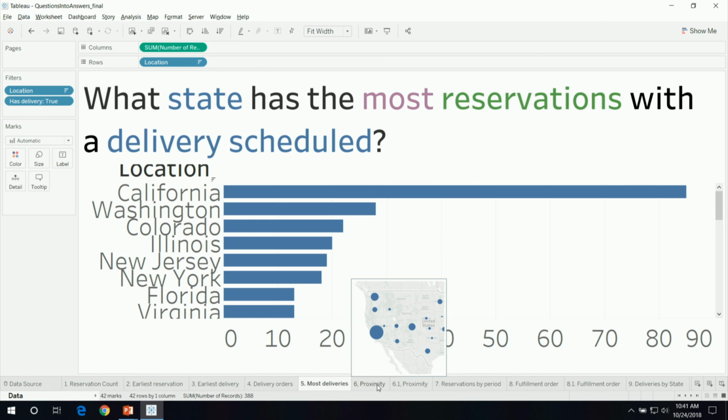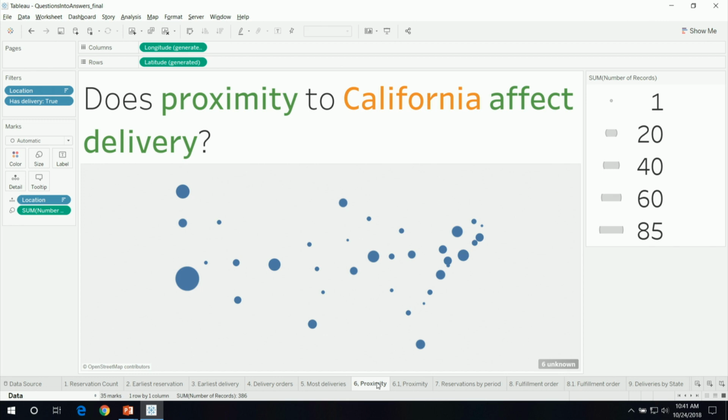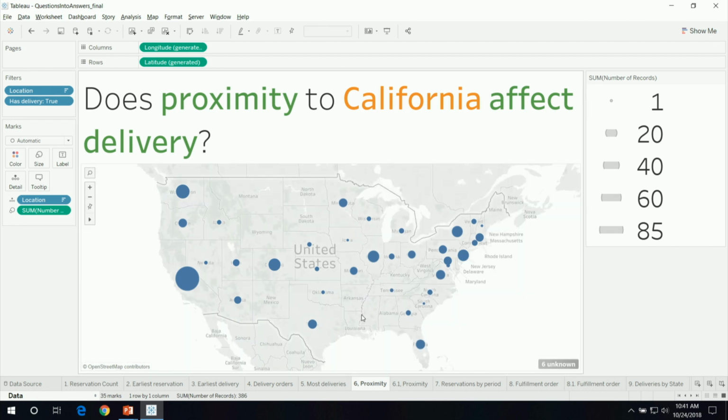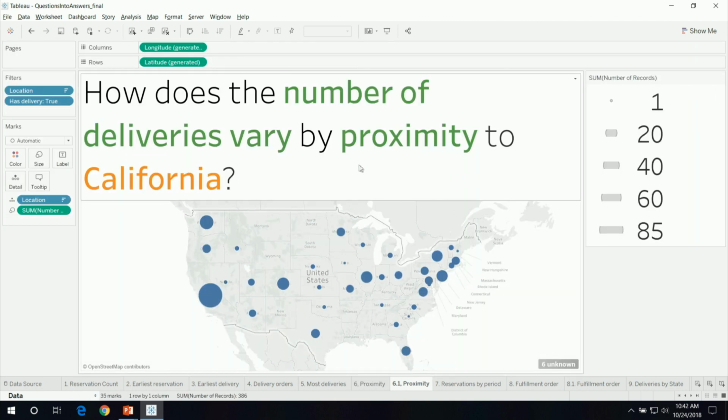Okay, so this tells me a little bit more. But really what I want to know is, Washington is near California, so maybe we'll get ours sooner. That's where we start to get into the proximity question. So does proximity to California affect delivery? I've got California in there, so I can see where that is, but I can probably make this question a little more specific to help me build a visualization. Really what I'm asking is, does the number of deliveries vary by proximity to California?